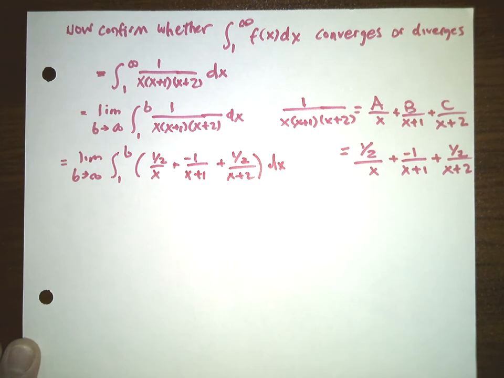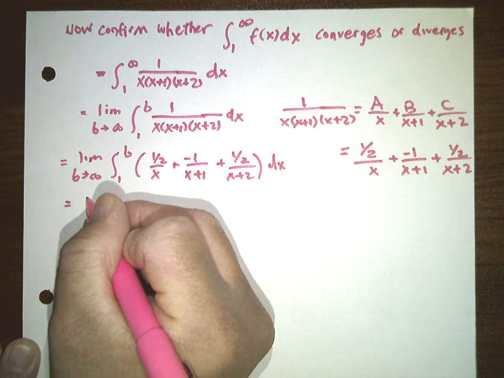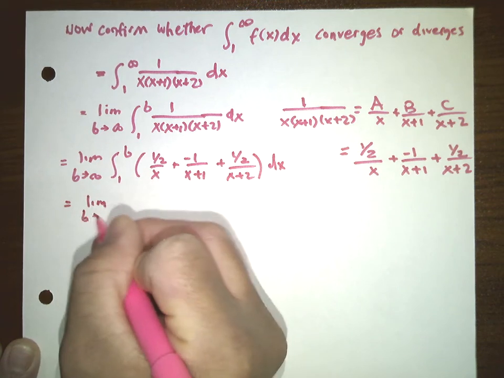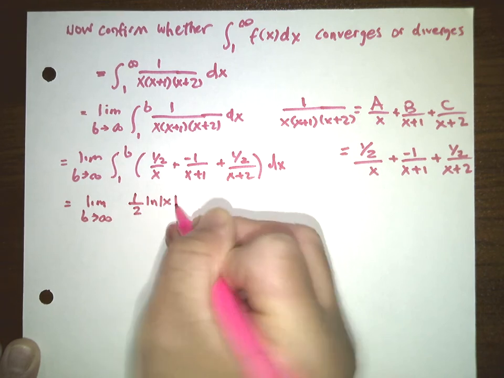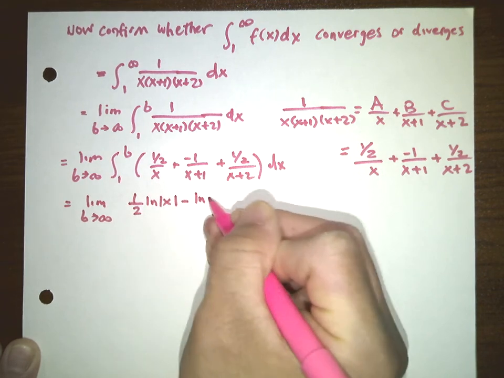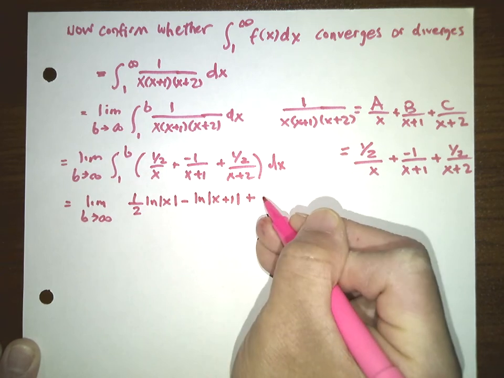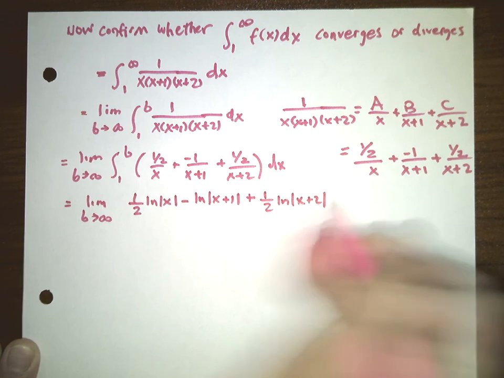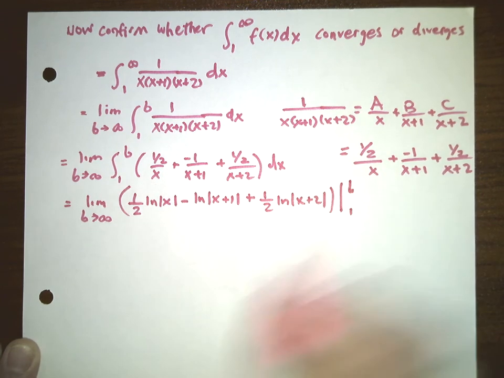And then if I evaluate this integral, what do I have? I have limit as b goes to infinity of 1/2 natural log of the absolute value of x minus natural log of the absolute value of x plus 1 plus 1/2 natural log of the absolute value of x plus 2. All of this, evaluate it from 1 to b.